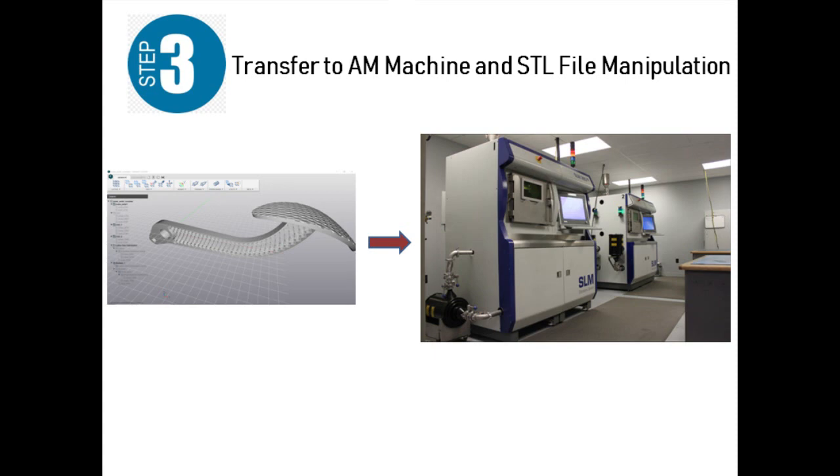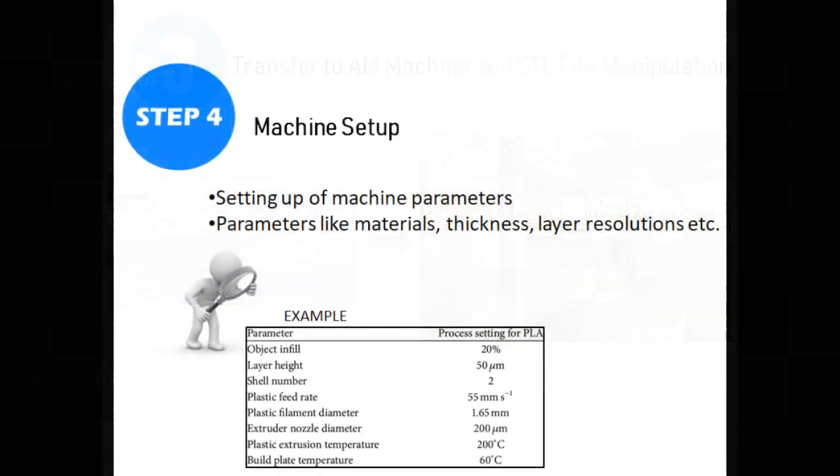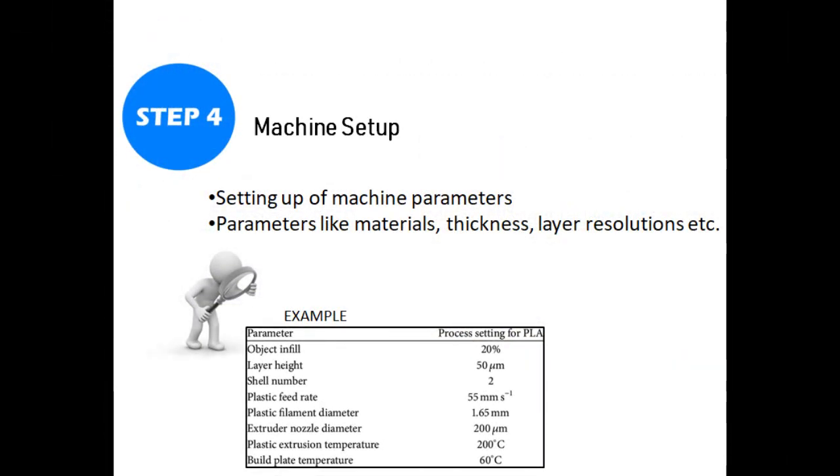Now the fourth step is all about setting up the machine. So all the machines for additive manufacturing technology will have at least some setup parameters that are specific to that machine or the process.